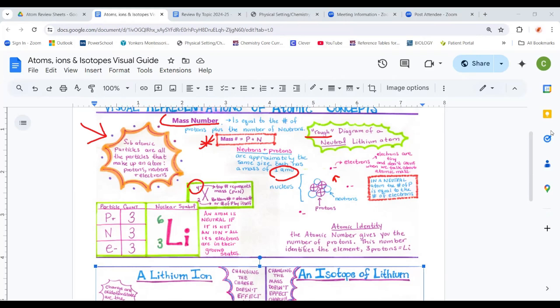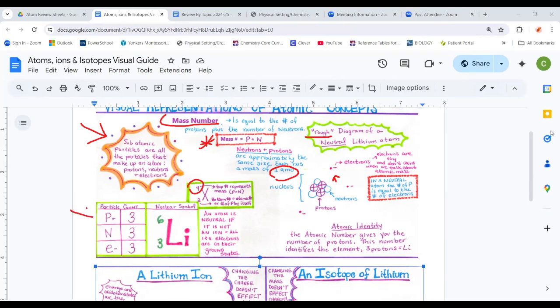Okay, and if an atom is neutral, it is not an ion, and all its electrons are in their ground states. So a neutral atom, usually in Regents questions. All right, I'll be honest with you, this review sheet was made specifically with getting you through Regents questions in mind. So it's not always 100% accurate in terms of the chemistry. What matters is what you have in your head when you're tackling a question.